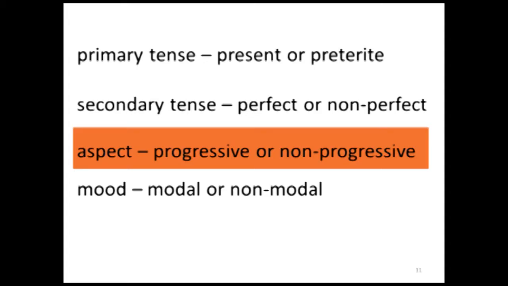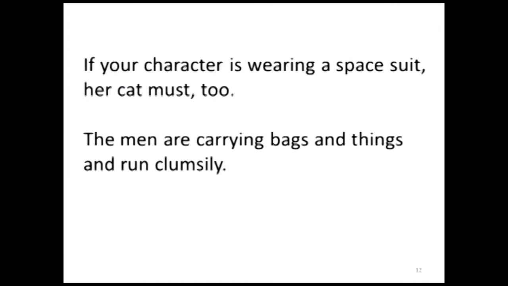Then we go to the aspect system. And what you get here is something is either default or it's progressive. Here are a couple that are progressive. If your character is wearing a spacesuit, the men are carrying. How can we define the progressive? You see it, right? Auxiliary verb is be, and the lexical verb is in what form? Gerund participle. Anytime you have the auxiliary verb be and the lexical verb in the gerund participle, you have a progressive construction.